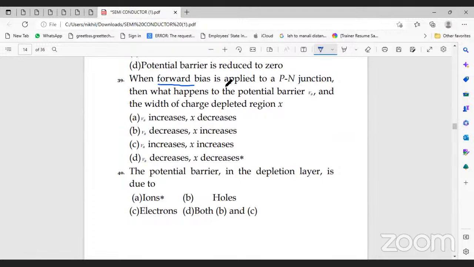When forward bias is applied, what happens to the potential barrier? The potential barrier will decrease, right? Because in the forward bias, there will be a combination of holes and free electrons, so the width of the depletion region starts decreasing and the potential barrier decreases. The width of the depletion region also decreases, because in the forward bias there will be recombination and it constitutes current. So both the potential barrier and the width of the depletion region will decrease. So option D is the right answer.